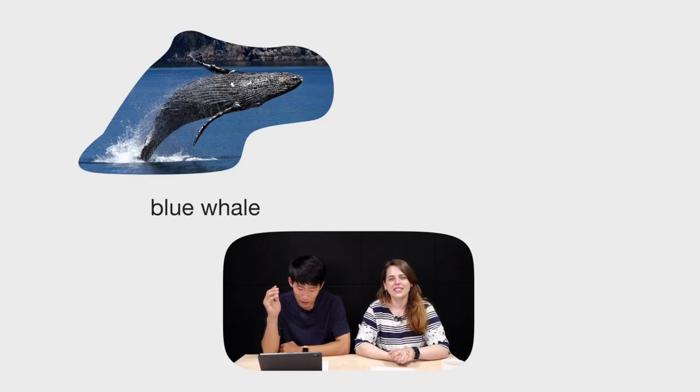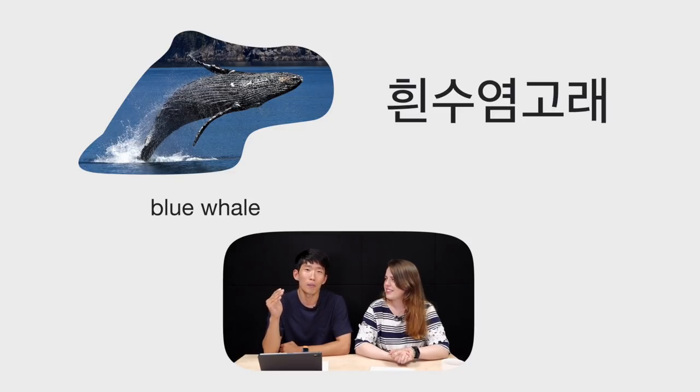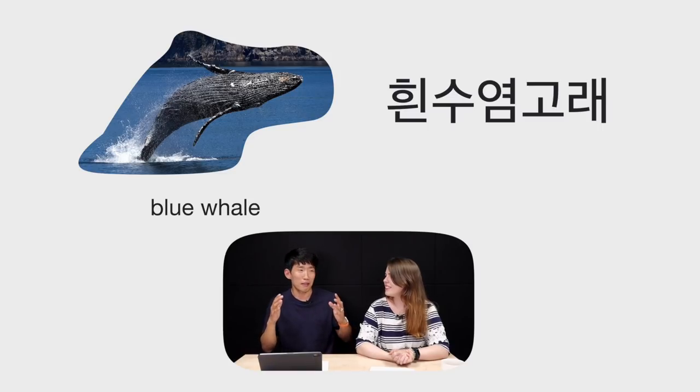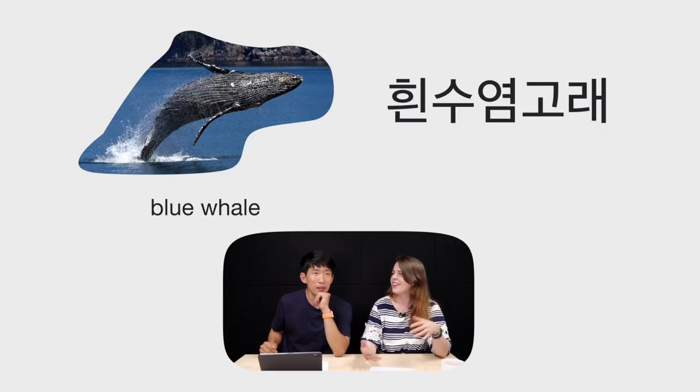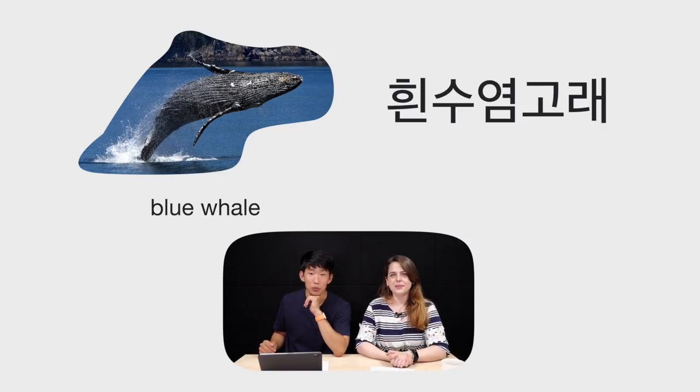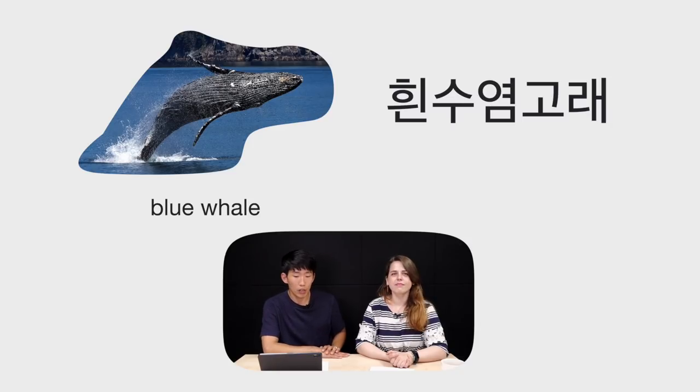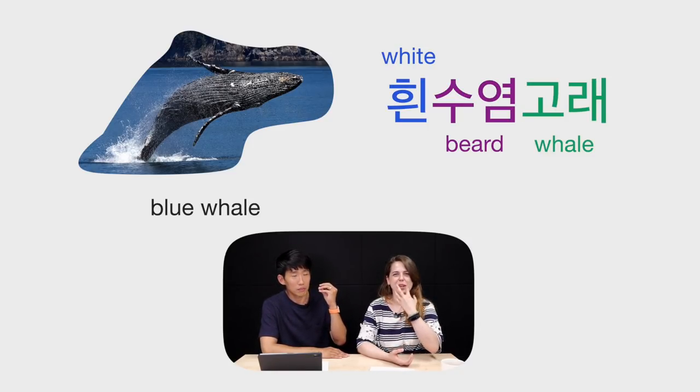And another name I like is for blue whales. Blue whales are called 흰 수염 고래 in Korean. Blue whales are not really bright blue. It's kind of like blue Russian cats, they're not really blue, they're more gray. I didn't look into the origin of the word, but in Korean, 흰 수염 고래 means white mustache or beard whale.